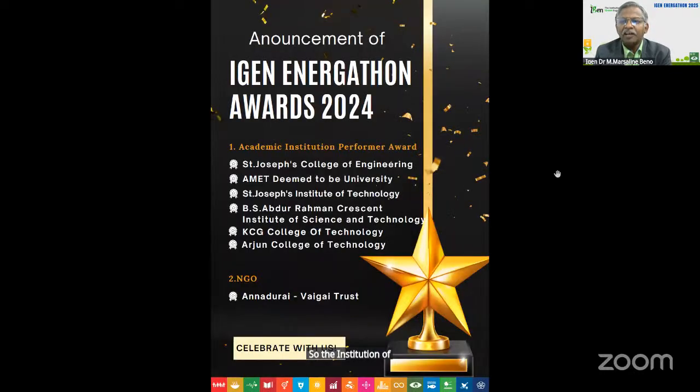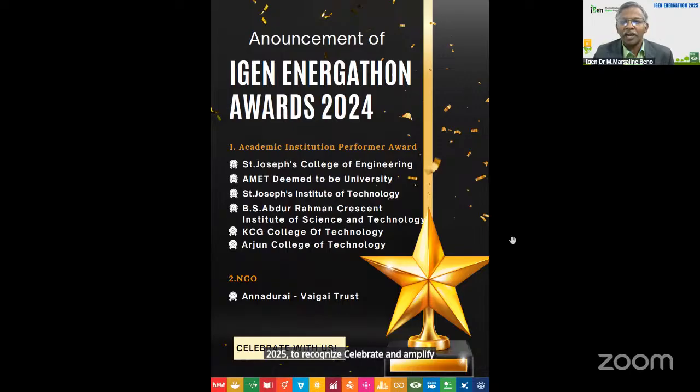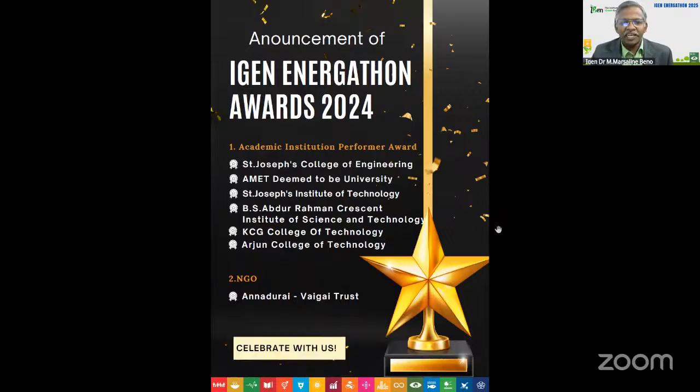So the Institution of Green Engineers IGEN, first edition IGEN ENERGATHON SDG Awards 2025, to recognize, celebrate, and amplify the contribution of academic institutions, professionals, students, startups, NGOs, and industry leaders. So we are very proudly announcing the winners of the IGEN ENERGATHON Awards.